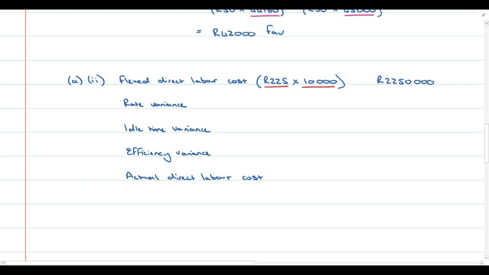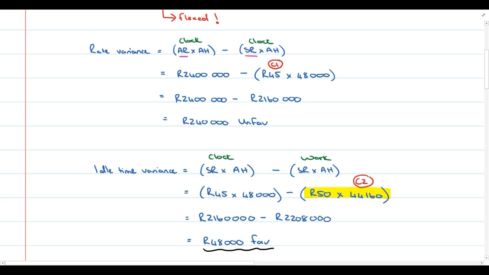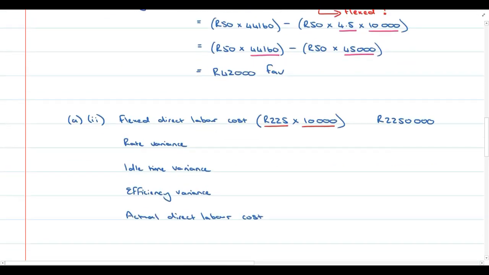Then we can take all of the variances into account. So the rate variance was 240,000 Rand unfavorable. Now remember, guys, you are reconciling a cost over here. So if a variance is unfavorable, it's going to increase your costs. So because this variance is unfavorable, it should increase the cost.